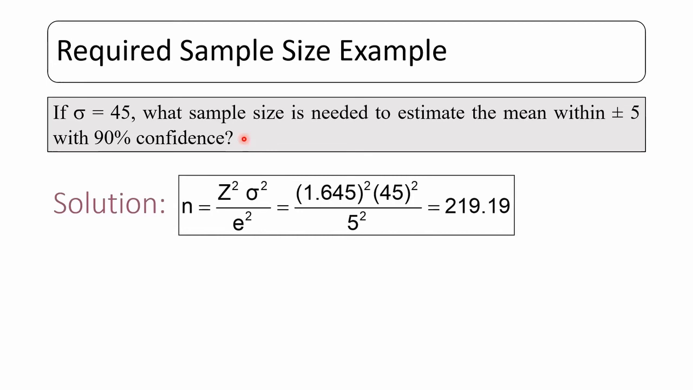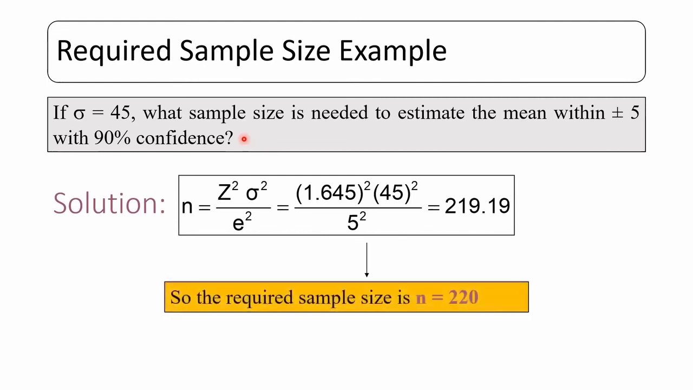Like I explained in the calculation, you simply substitute the values and you obtain the value 219.19. You round this up and you get 220. That is the required sample size.